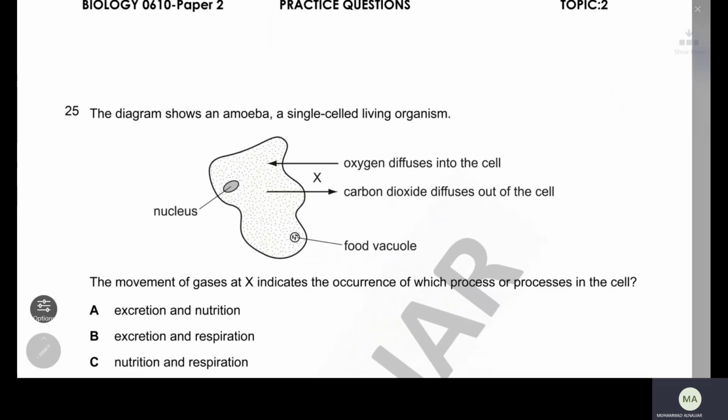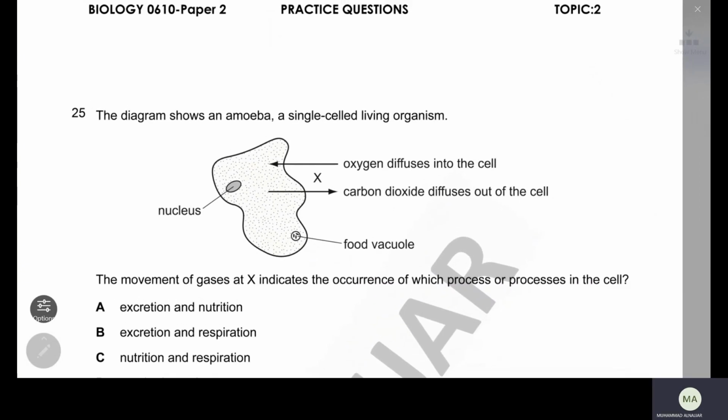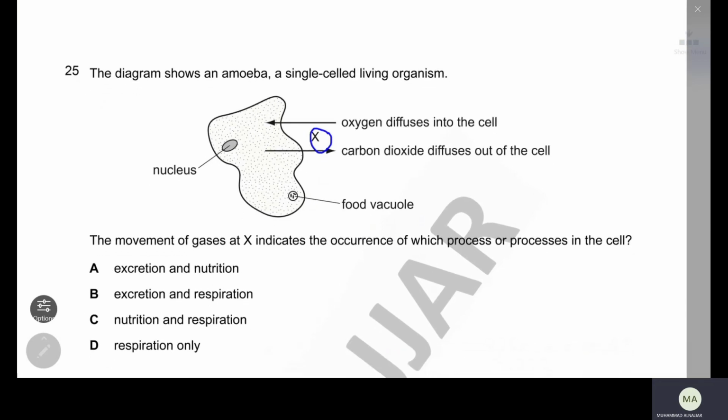Question number 25 says, the diagram shows an amoeba, a single cell living organism, and we did study that amoeba is in the protoctists. The movement of gases at X here indicates the occurrence of which process or processes in the cell? A. Excretion and nutrition. B. Excretion and respiration. C. Nutrition and respiration. D. Respiration only. Let's see here.